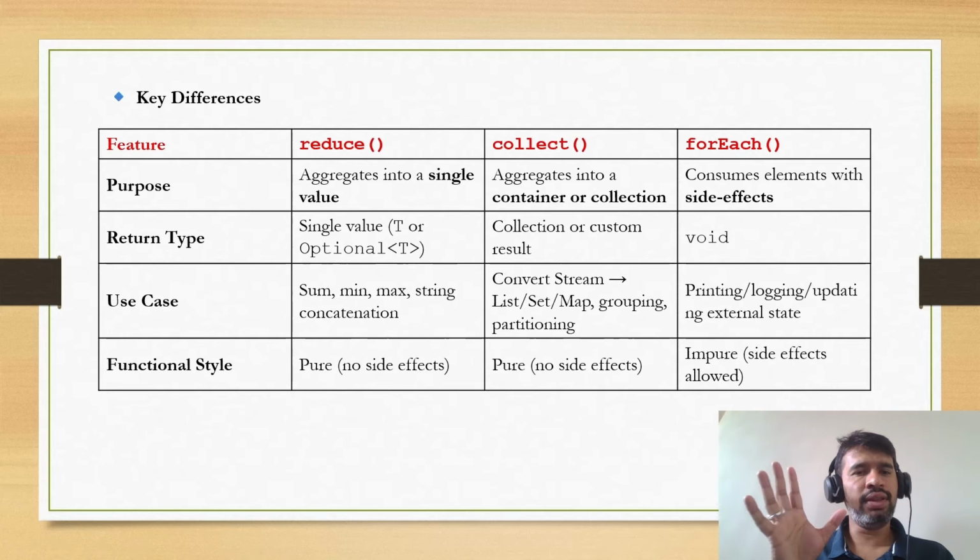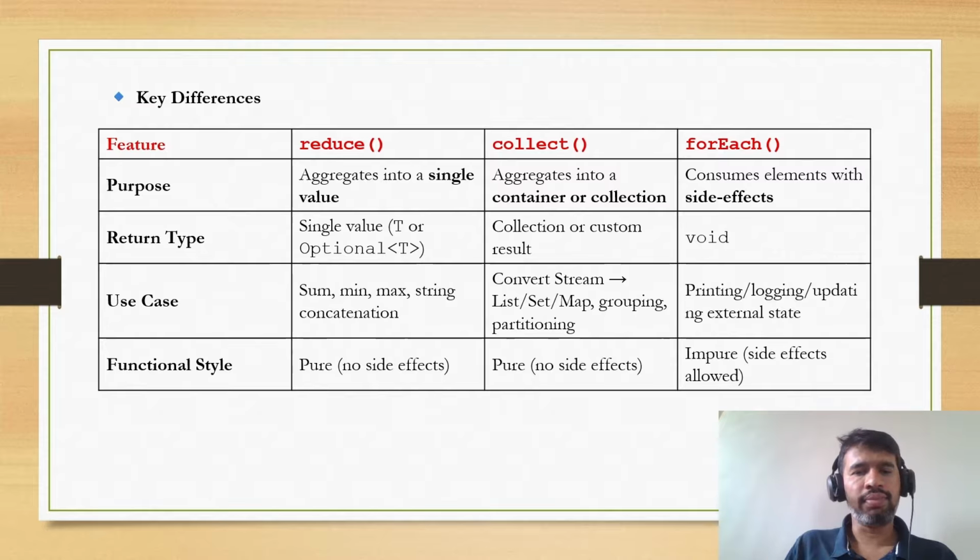So at a high level the differences are these. Reduce is to reduce the stream into a single value. Collect is to collect the stream into a container or collection. forEach is to print, log, etc. Return types: reduce is basically a single value return, it's an optional type. Collect is a collection. forEach is void. And use case wise, for minimum, maximum, string concatenation, we can go for reduce. Collect, we know already. For forEach also we have an idea.